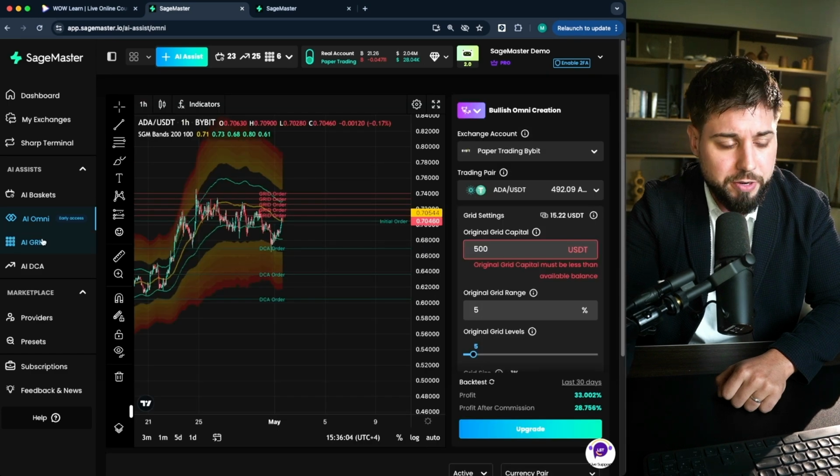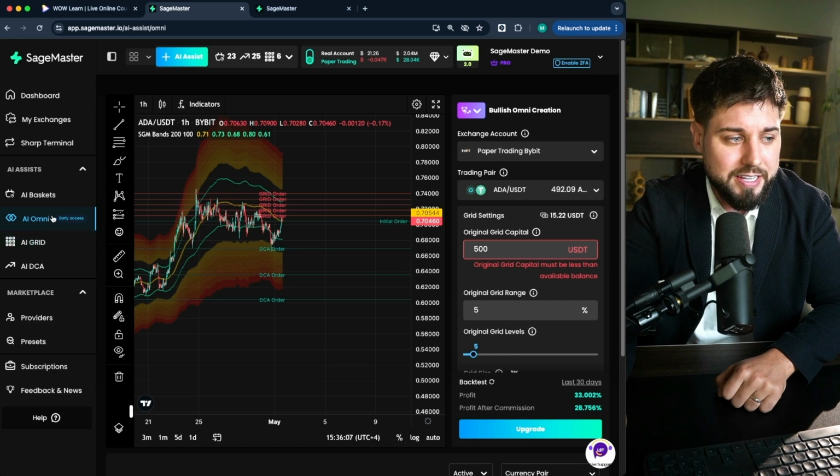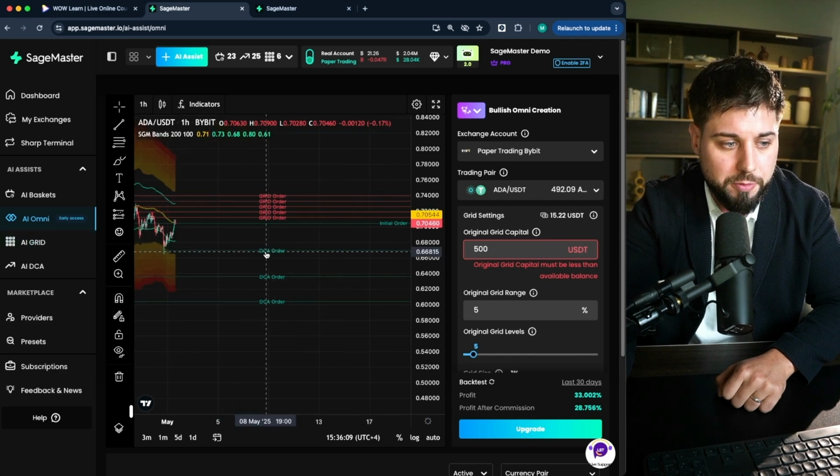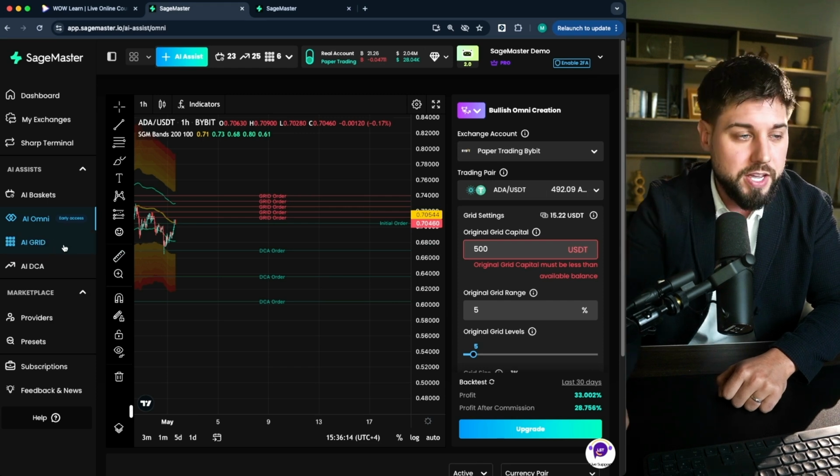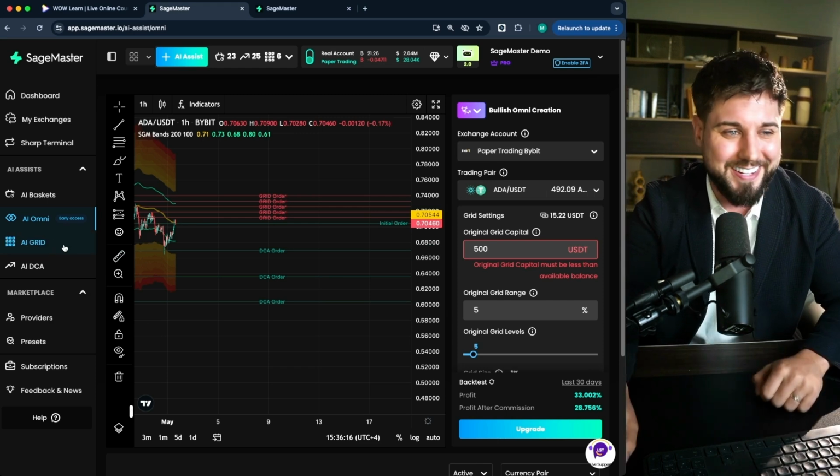Grid works very similar, but it doesn't have this safety function of multiple grids if the market drops. So you have to be much more alert running the grid. You will learn this with paper trading and demo, of course.